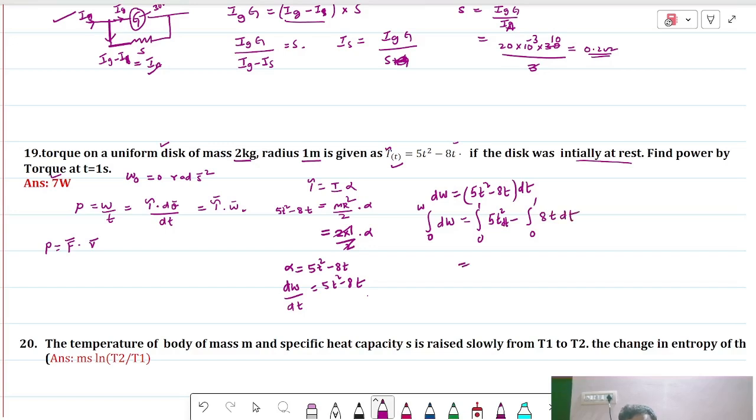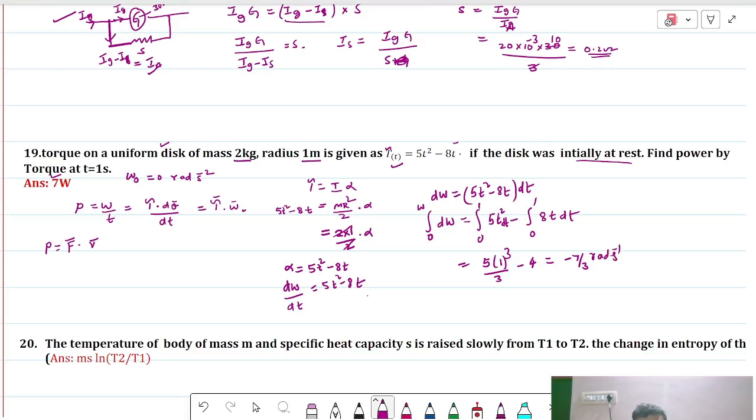So that is equal to, 5t square means 5 into t cube by 3, so 5 into 1 cube by 3, only the upper limit because the lower limit is 0, minus 8t square by 2, therefore 4t square, so 4. So omega is equal to 5 by 3 minus 4, that is minus 7 by 3 radian per second. So omega value I got.